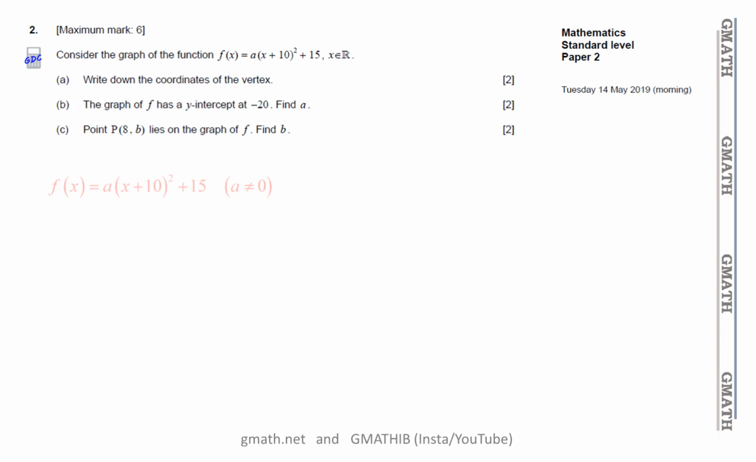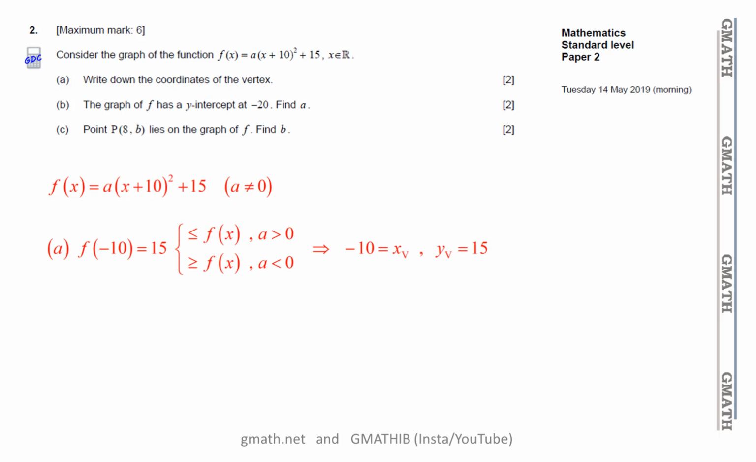Let's assume that a is different from 0, of course. Do you realize the square, presented in the second-degree expression, guarantees that 15 is the minimum, or the maximum, possible value for the image of f, depending on the sign of the coefficient a? That's enough to justify that the x-vertex is -10, and the y-vertex is 15.